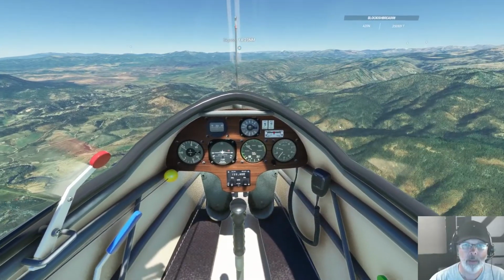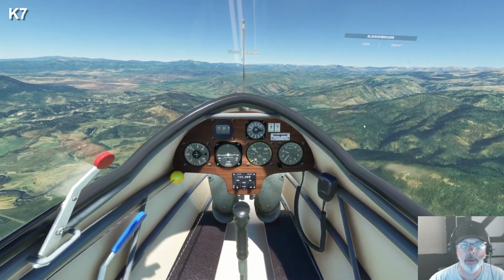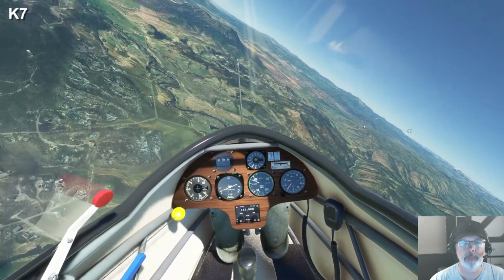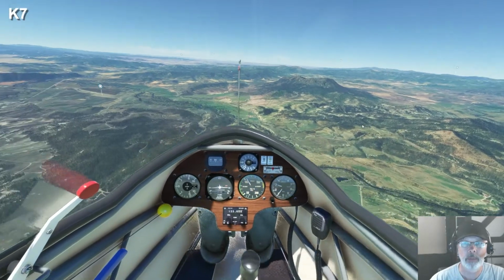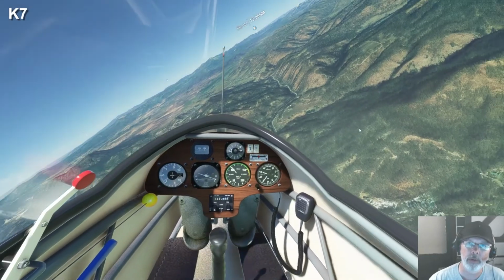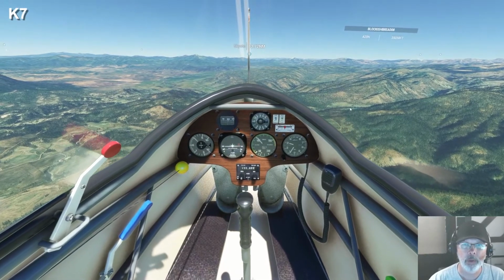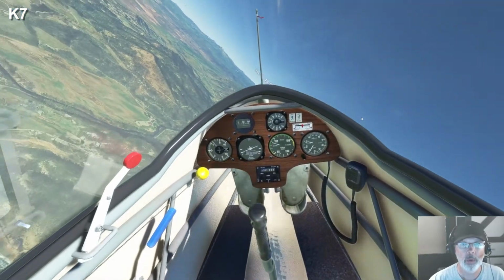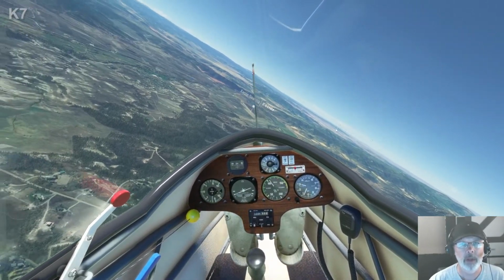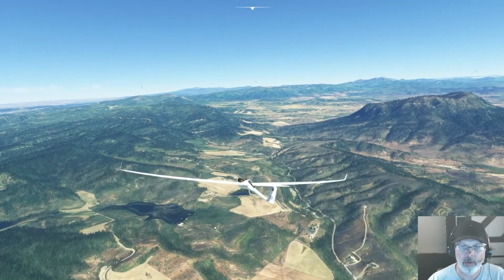Next. Okay, we are now in the magnificent K7. Let's give this one a go. Okay, yeah, that one does have a little bit. Subtle again, but the nose did seem to swing a little bit the opposite direction there. Let's try it again. Okay, here we go. Yeah, the K7 does seem to be exhibiting a little bit of adverse yaw. Still not a lot, but some. Okay, well, there's that then.